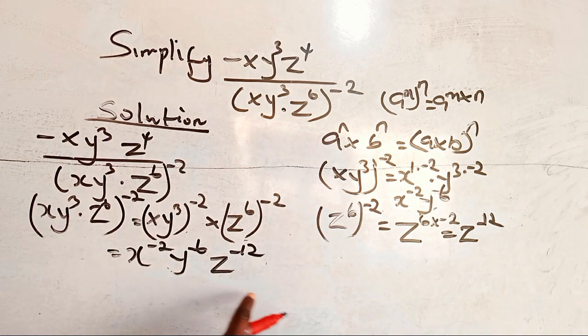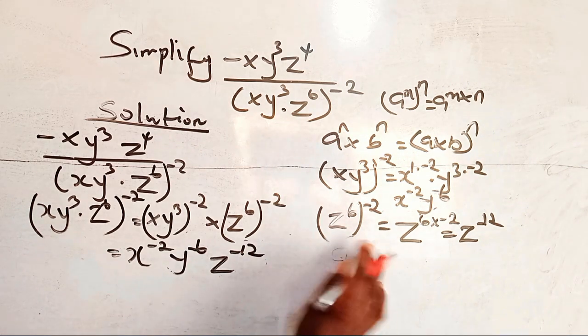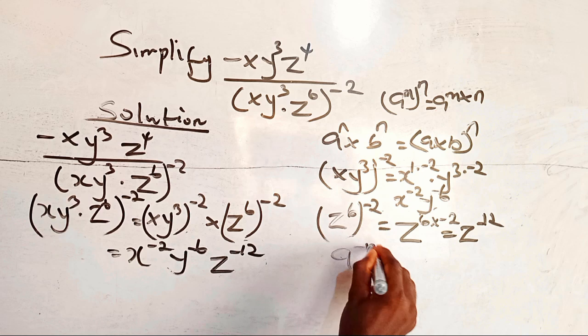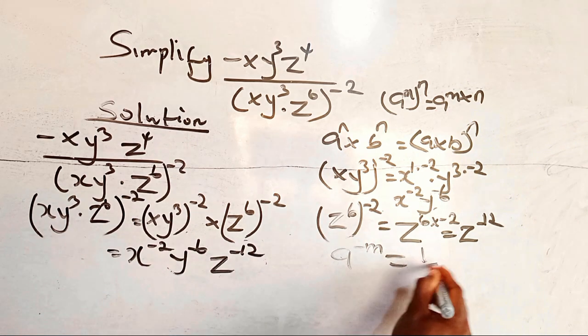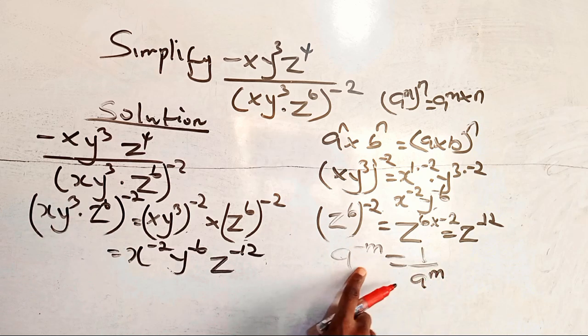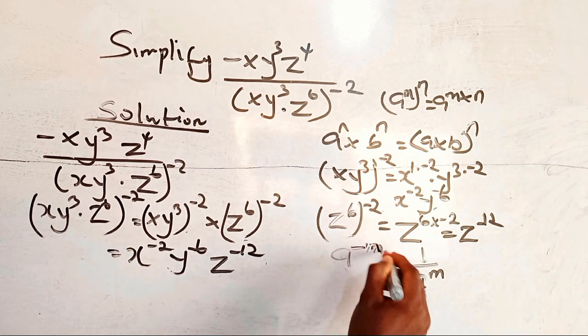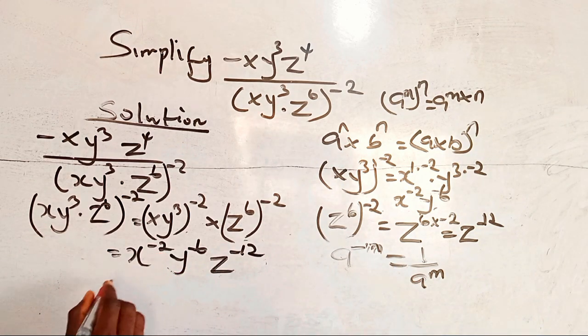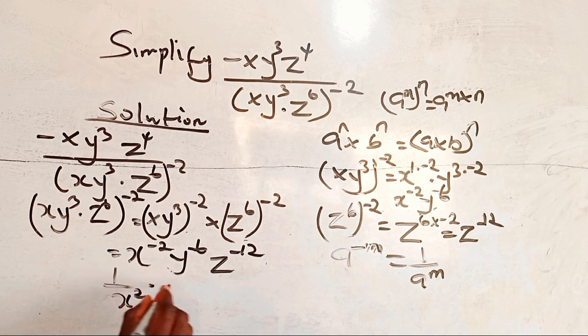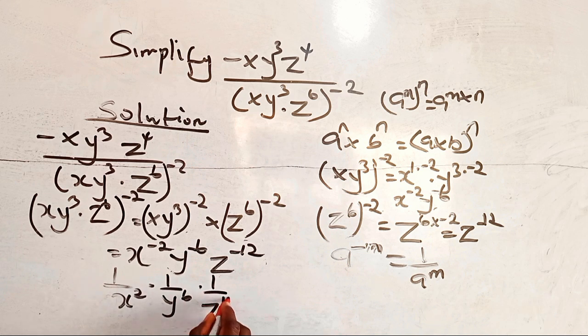At this point, do not forget one of the laws of indices that says anything raised to a negative index, a raised to the power minus m, is 1 over a raised to the power m. So when we apply this, x raised to the power minus 2 is 1 over x squared, times 1 over y raised to the power 6, times 1 over z raised to the power 12. So let us come back here.